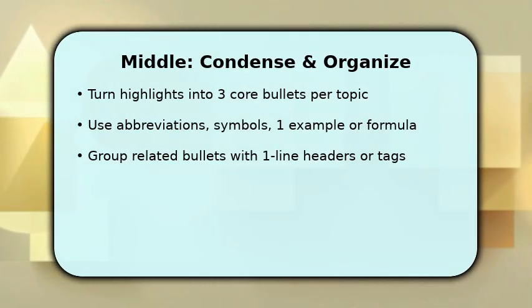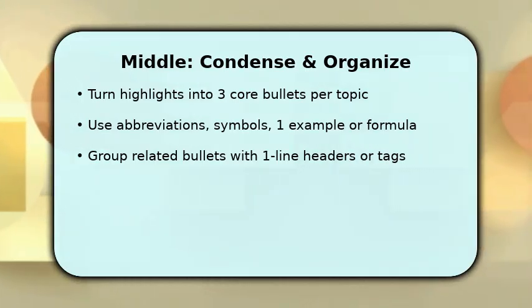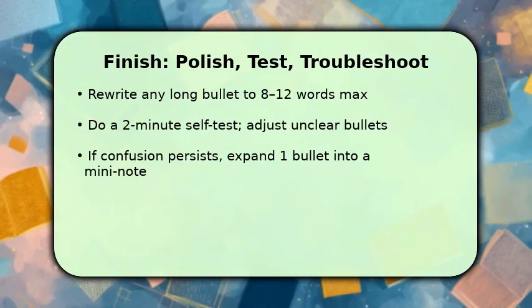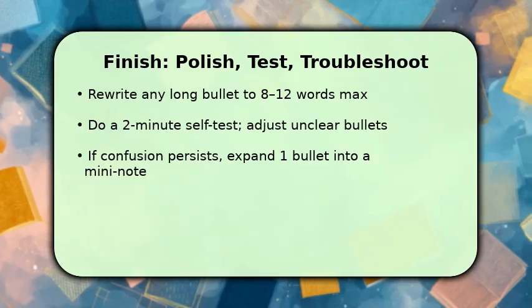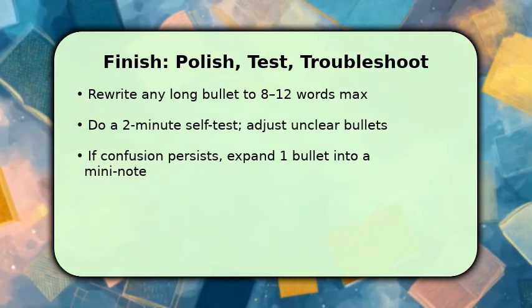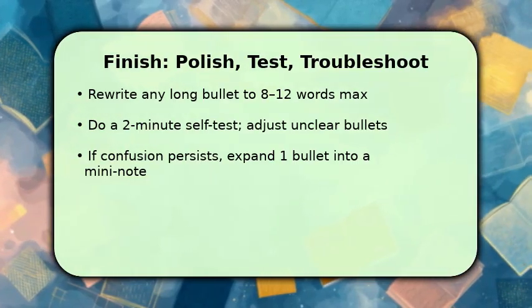meaning stays intact. Once done, tag or header group related bullets to create mental chunks. This makes review faster and you finish by polishing and validating your notes so they actually work when reviewed. Read each bullet aloud and shorten anything verbose to about 8-12 words.